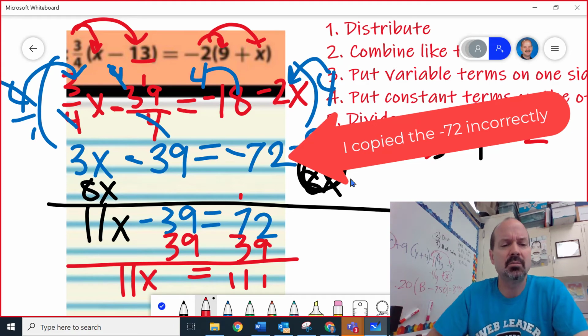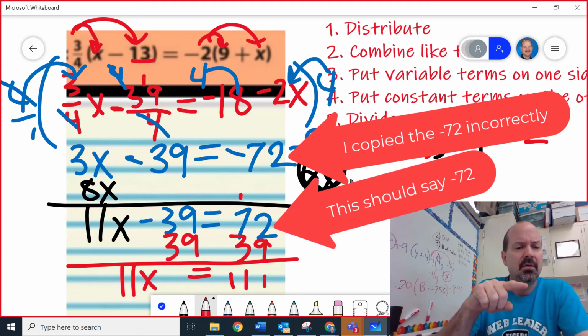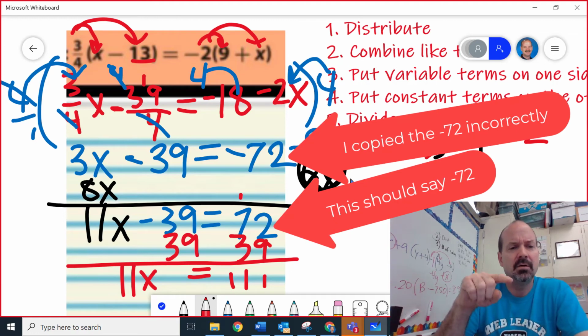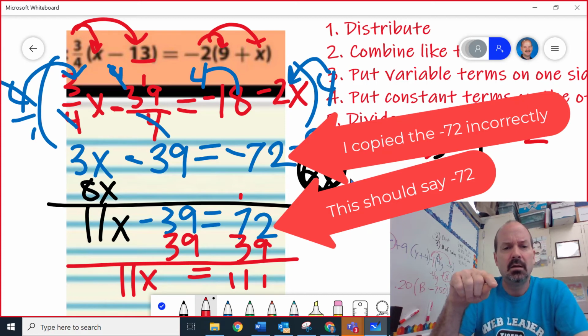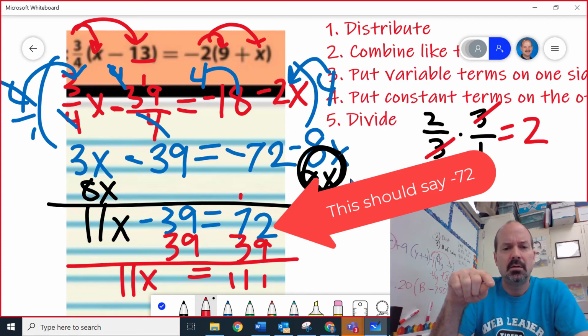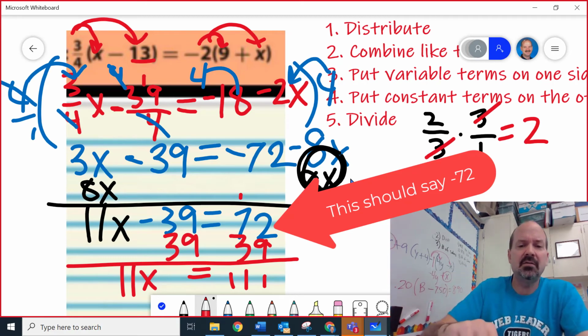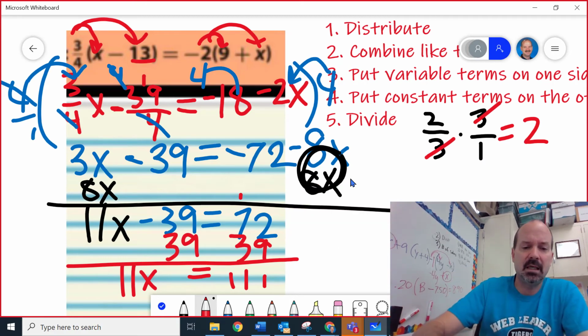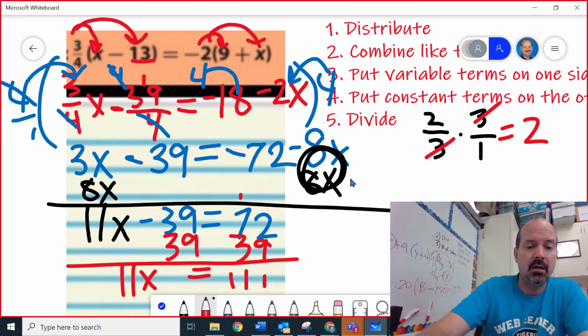Wonder if I made a mistake somewhere. Let's double check my math. The 4's cross cancel, and I get 3x. And then the 4's cross cancel, and 3 times 9 is 39. 2 times -2 times 9 is -18. I think it's a negative 72. It was a -72, huh? That's where I made my mistake. So this 72, I copied wrong right here. This is supposed to be negative 72.